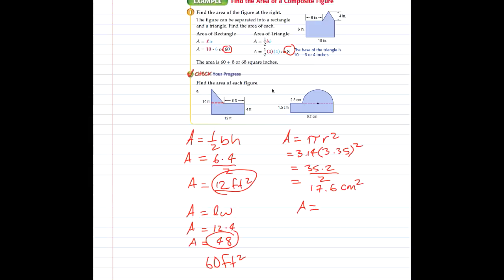These will be challenging problems for students. The leftover rectangle then is 9.2 times 1.5. That's length times width, which gives us 13.8 when we multiply it out and round it to the nearest tenth. So we're going to add 17.6 and 13.8, and the area of our composite figure then is 31.4 centimeters squared.